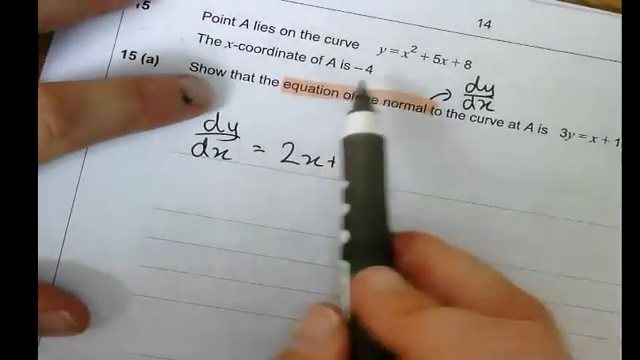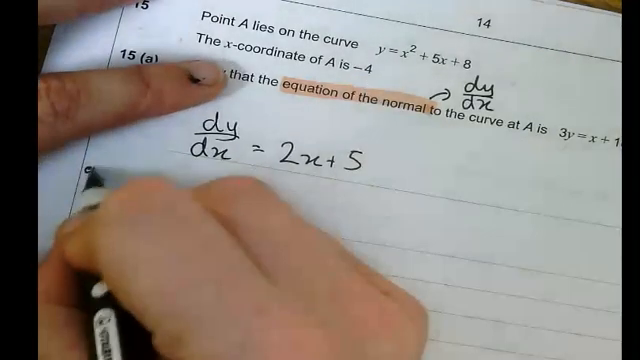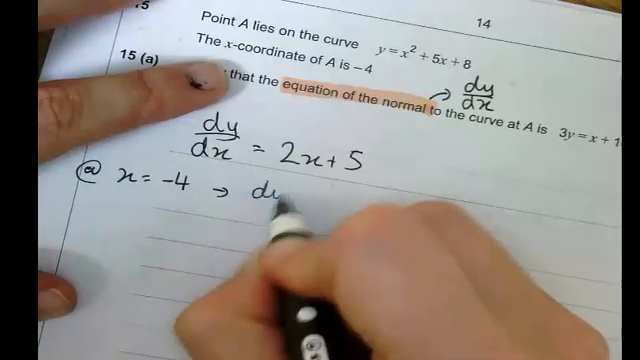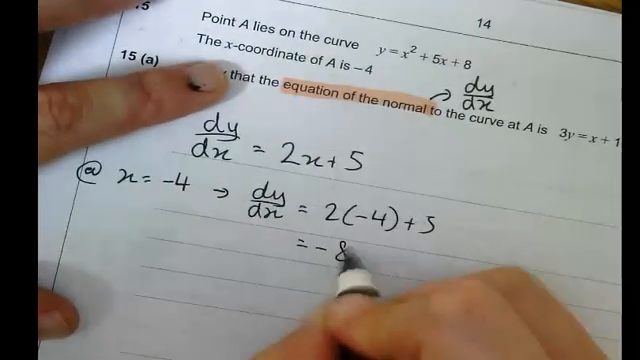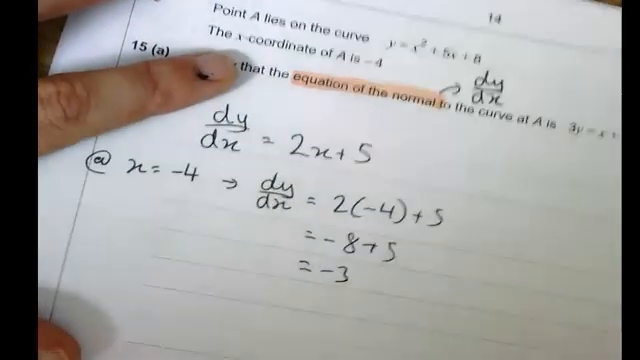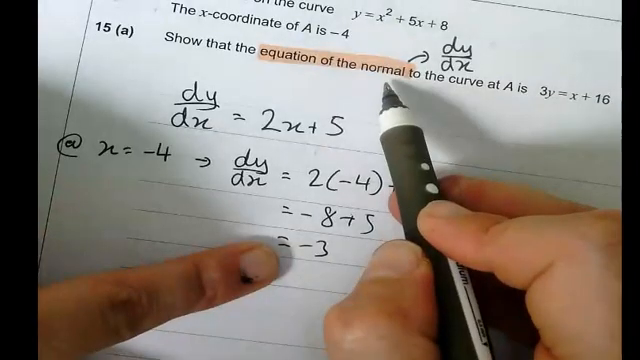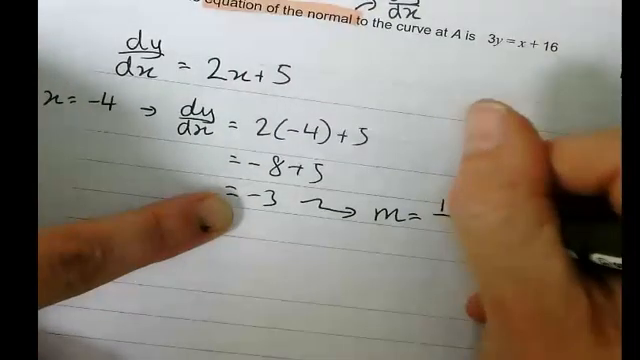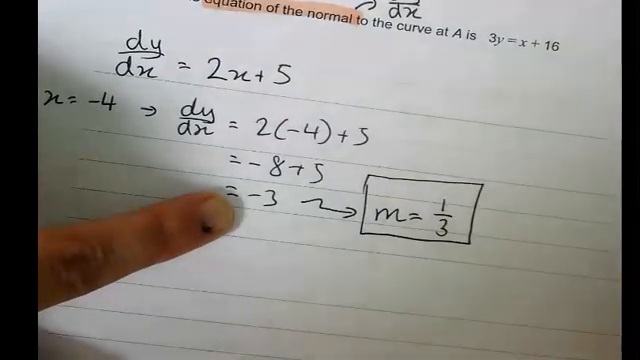And then I'm going to substitute in this x-coordinate to work out the gradient of the curve when x is negative 4. So dy by dx is 2 of negative 4 plus 5, which is negative 8 plus 5, which is negative 3. So the gradient of the curve is negative 3. A normal is perpendicular to a curve. So that means the gradient of the normal is going to be positive 1/3, the negative reciprocal.